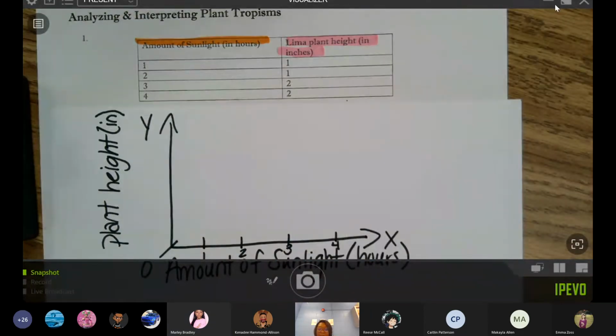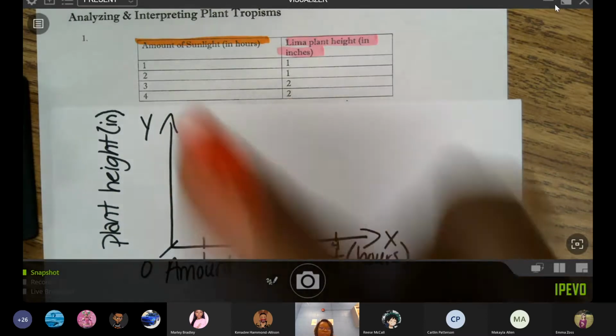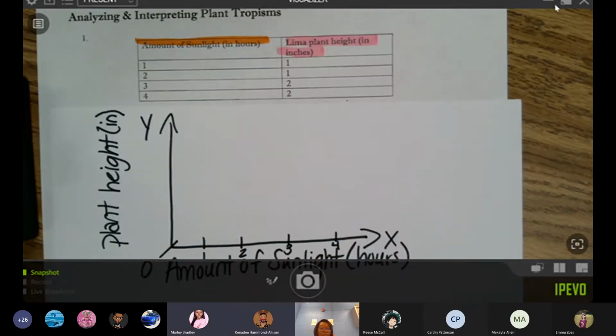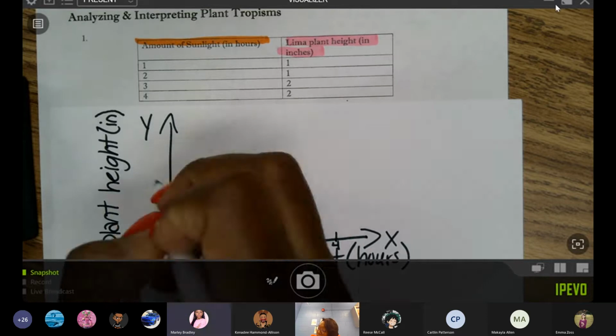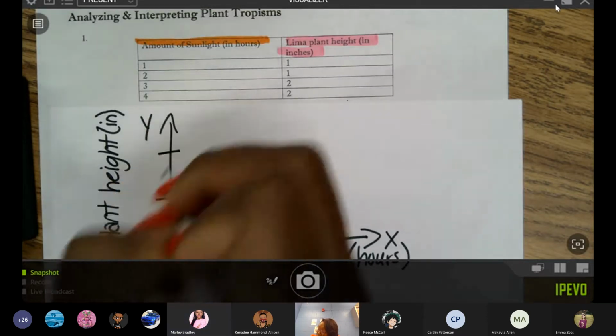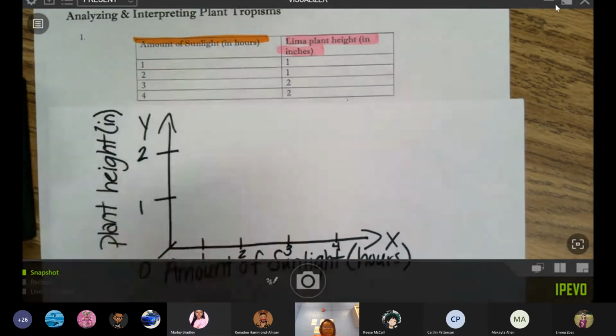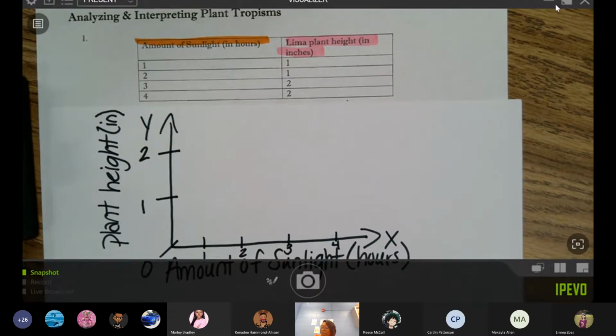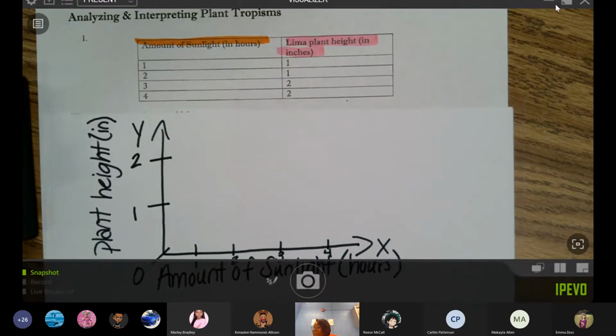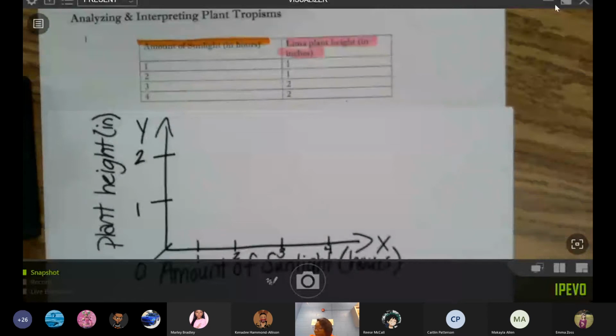We're labeling our axes. How would I label my y-axis? Somebody said 1, 1, 2, 2. Miss Neville's going to politely disagree. We're just going to do 1 and 2. You'll see what I mean in a second. So now we have our line graph created, the basics of our line graph.